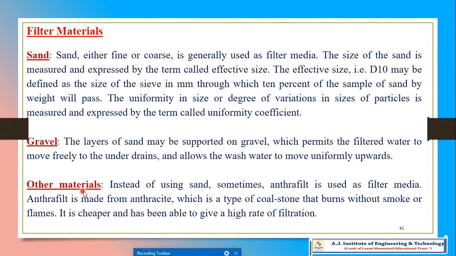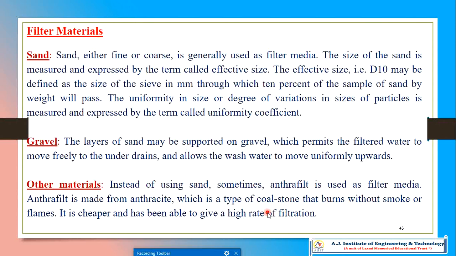Clear? Another material, instead of sand, is sometimes used as a filter material: anthracite. Anthrafilt is made up of anthracite, which is a type of coal stone that burns without smoke or flames. It is cheaper and is able to give a high rate of filtration. Why are we using anthracite? It's a coal stone. Why are we using it?